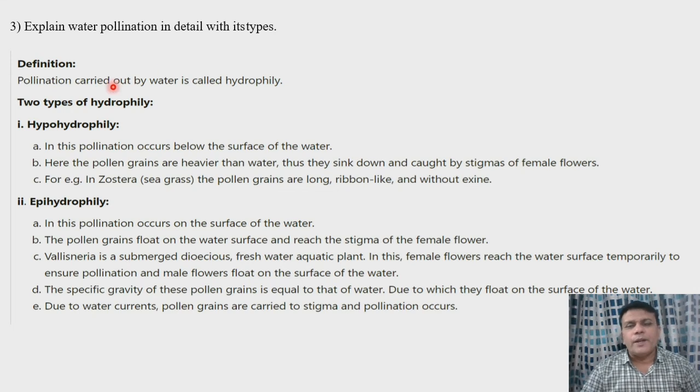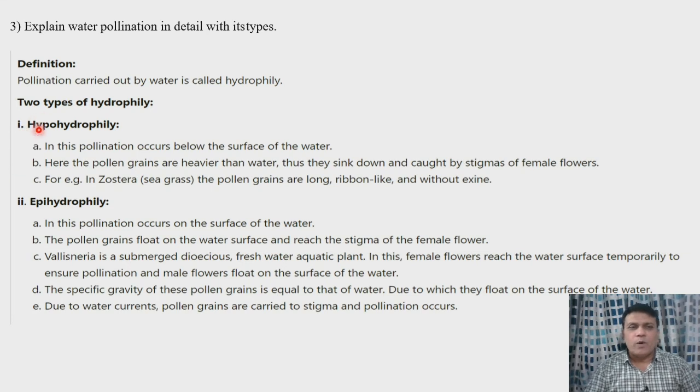Then the next question is, explain water pollination in detail with its types. Now you know that pollination carried out with the help of water is called hydrophily. Hydro means water. Now hydrophily is of two types: the first one is hypohydrophily and the second one is epihydrophily. The mark distribution is that the definition carries one mark and each type carries one mark.